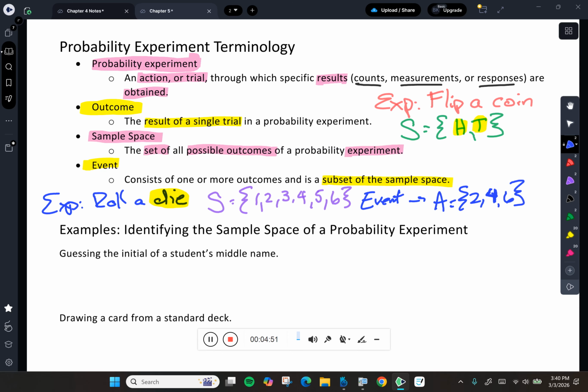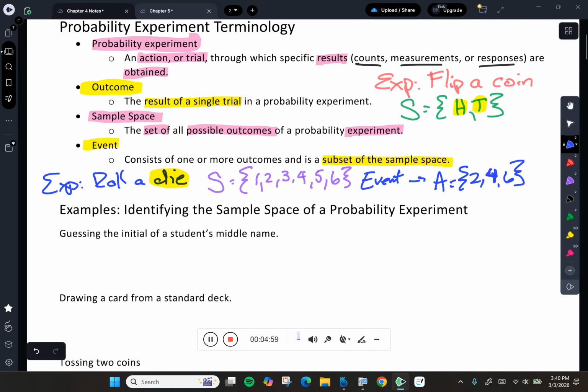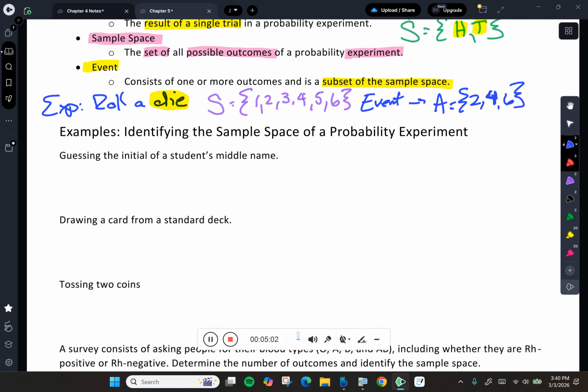It's a subset of the sample space because it's not just one thing, it's several things from the sample space. Right? So subsets of sample space. All right, so let's take a look at some examples. Here are some experiments, and our job is to come up with the sample space for these experiments.